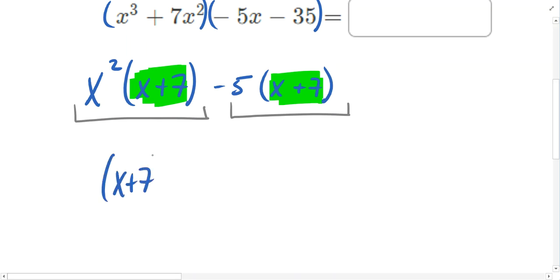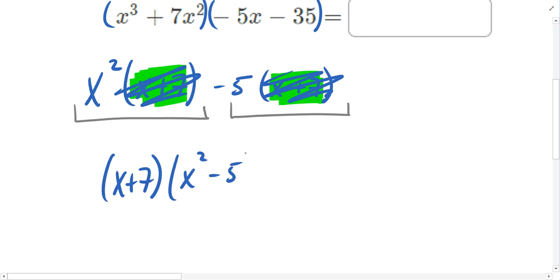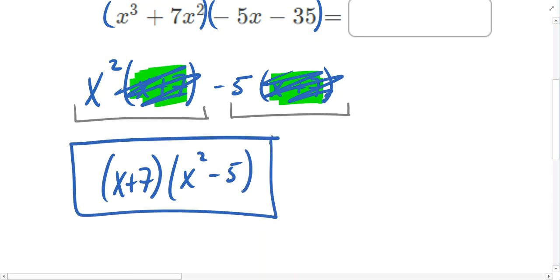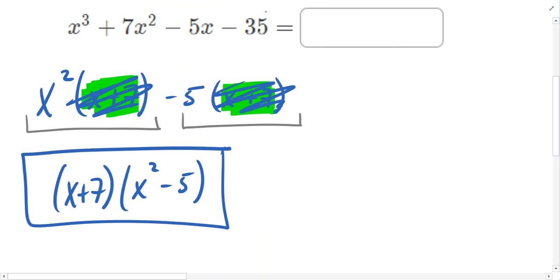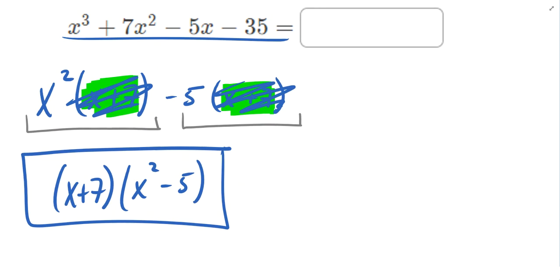x plus 7 was the common factor. And after x plus 7 is factored from this term, and x plus 7 is factored from that term, the 2 terms that are left over happen to be x squared and minus 5. As it turns out, this binomial pair would FOIL together to make our original polynomial. And I did check that off screen, and it was accepted.